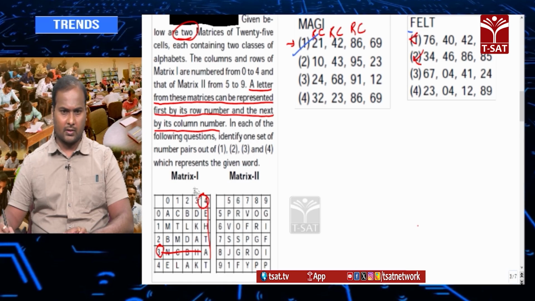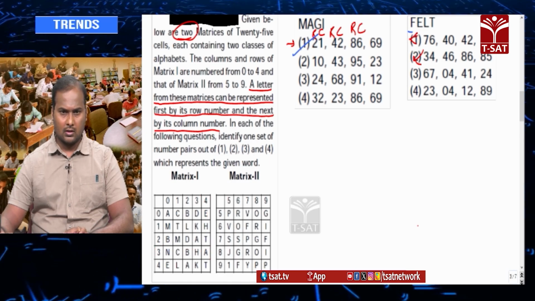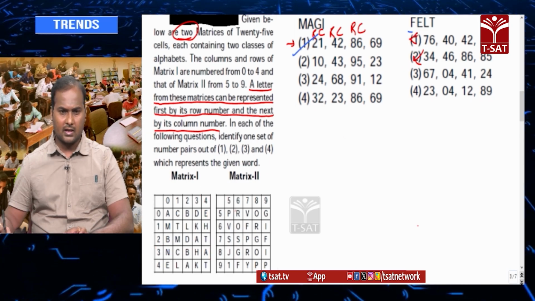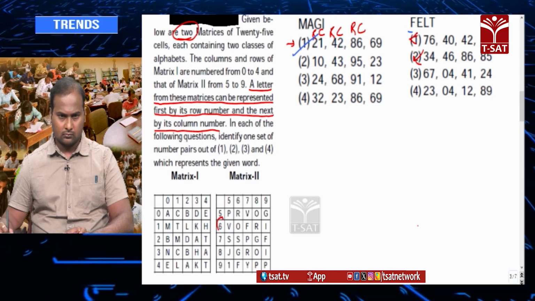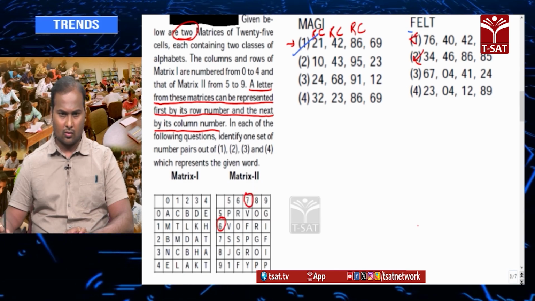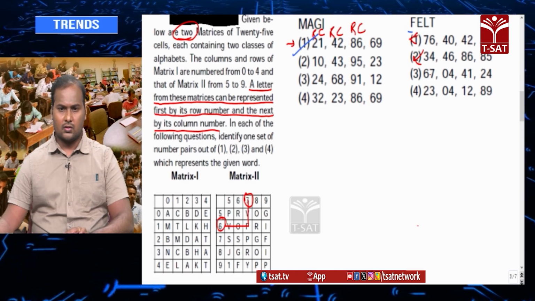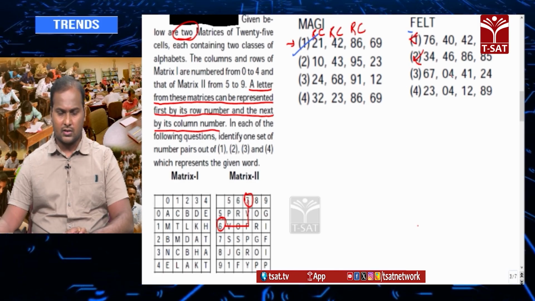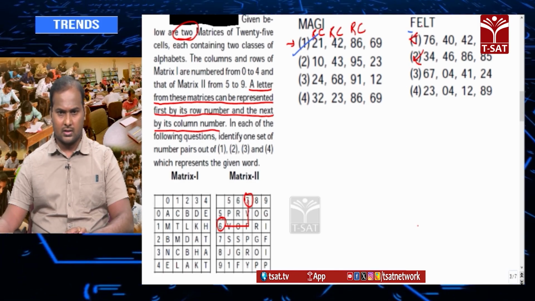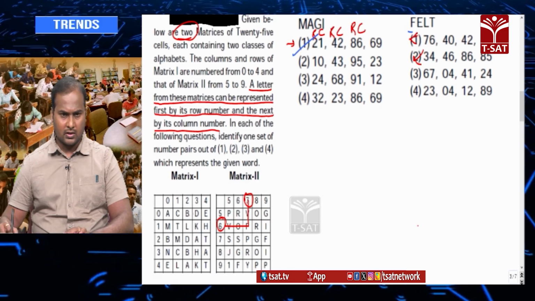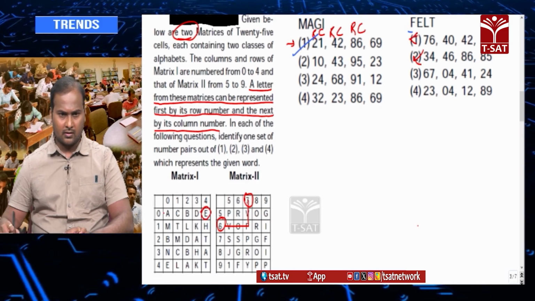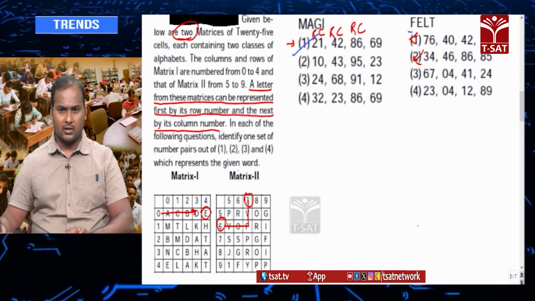Next one is 6, 7. Is 6, 7 representing F? Let's check 6 and 7. So 6 is the row, 7 is the column. 6, 7. So you can clearly see it is F. Once this is correct, now check with 0, 4. Is 0, 4 representing E? So 0, 4. You can see this is E. So 0 and 4, yes.